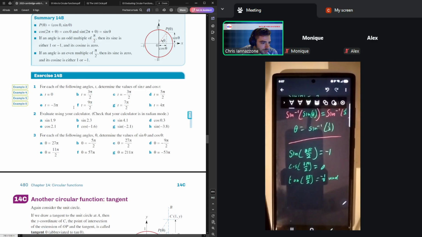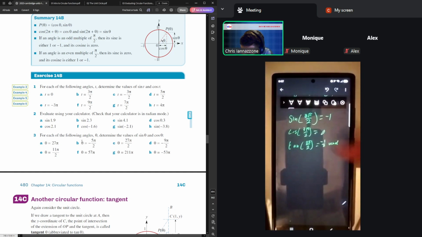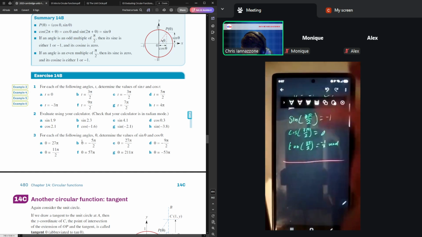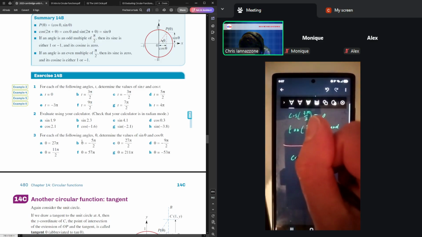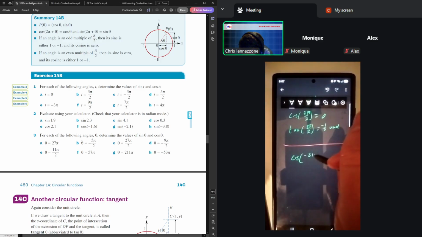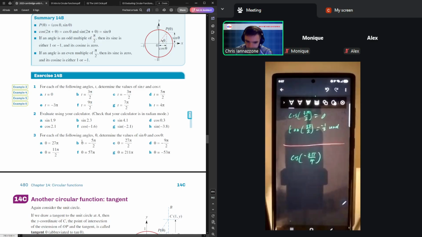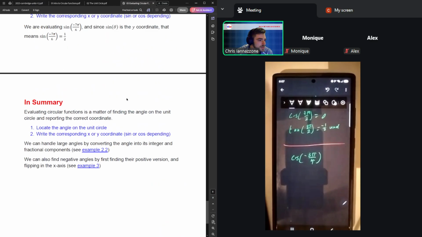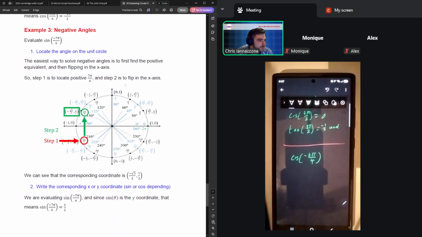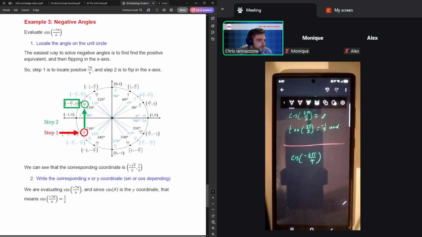Next up, let's practice one of the negative angles instead. So I'm going to make one up. I'm going to do cos -3 pi on 4. I'll pull up the procedure for that. Let's see if we can figure it out.